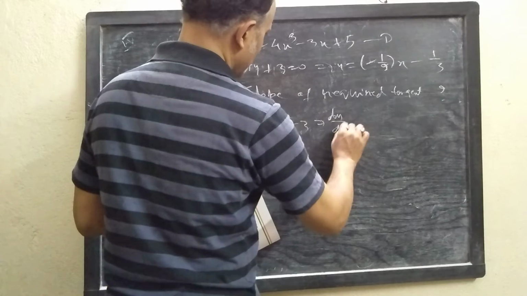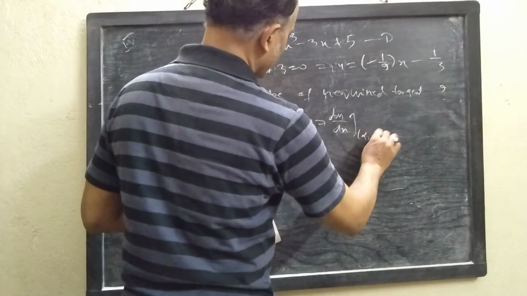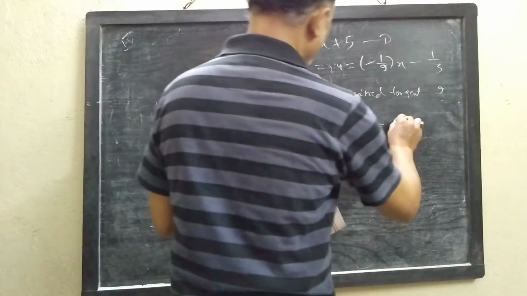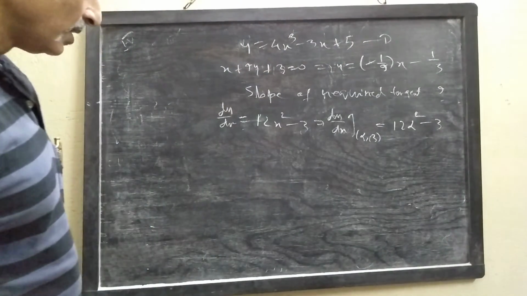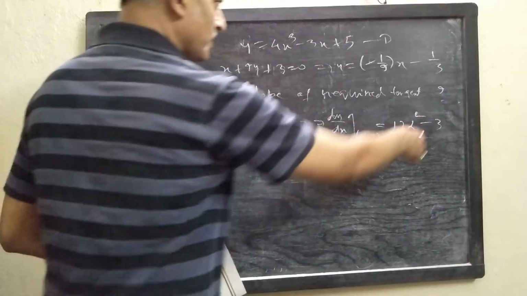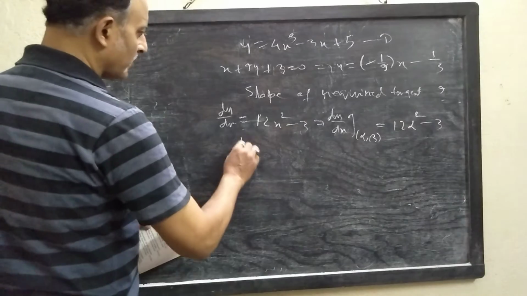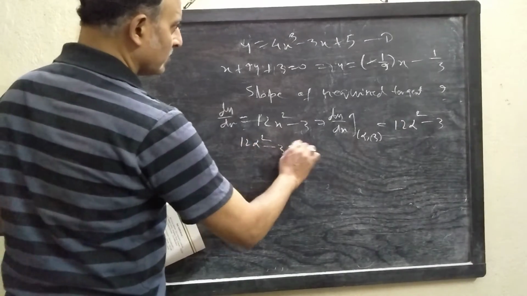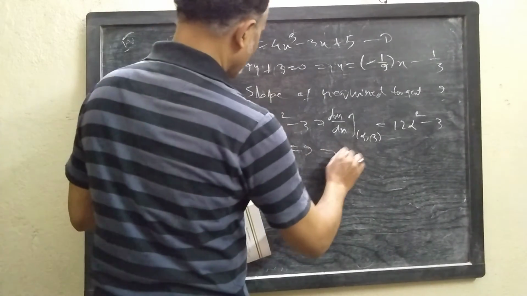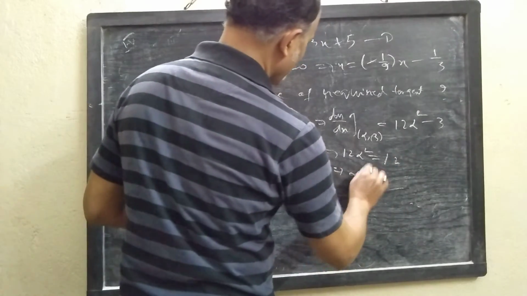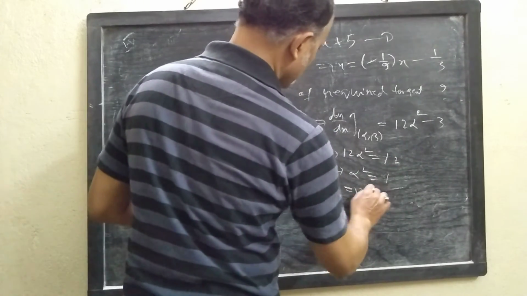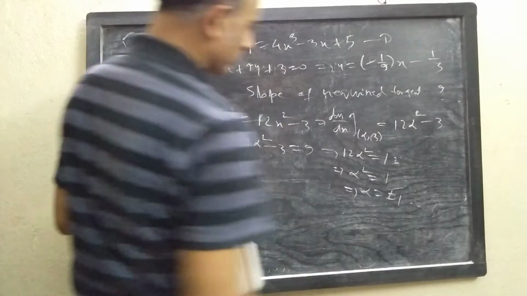That implies dy/dx at alpha beta will be 12 alpha squared minus 3. Now slope is 9, so you get the equation 12 alpha squared minus 3 equals 9. That implies 12 alpha squared equals 12, alpha squared equals 1, that implies alpha equals plus minus 1.